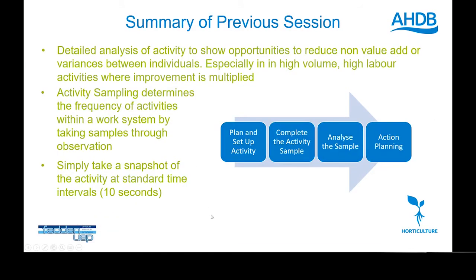So a quick summary of the previous session when we talked about activity sampling. Activity sampling is there to give us those further opportunities to reduce non-value add or variances between individuals. So we spoke about this in the context of, if we can study how things are done in especially those high volume, high labor areas, we can see how small differences can actually make a huge improvement.